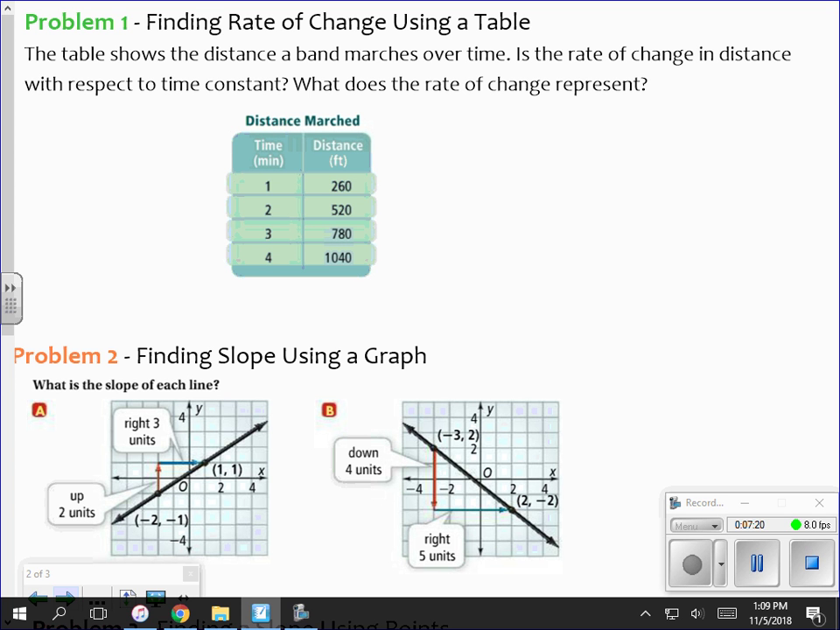Okay, so here's what we want to do. We want to figure out the slope. We want to figure out the change. So what you're looking for is whether my change is constant. What do I do to get from 1 to 2? I go up 1. To get from 2 to 3, I go up 1. To get from 3 to 4, I go up 1.